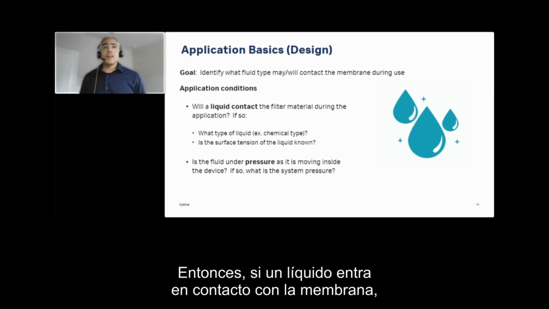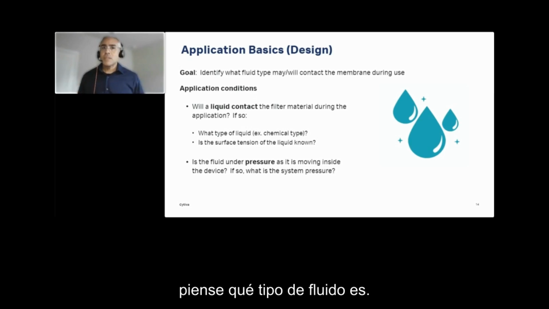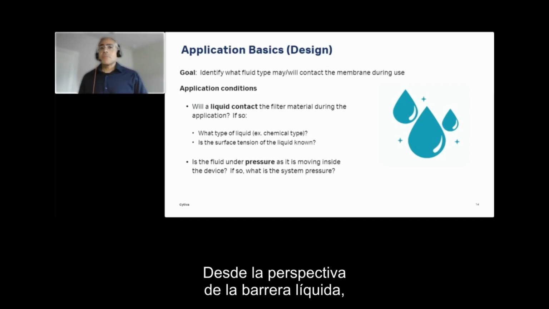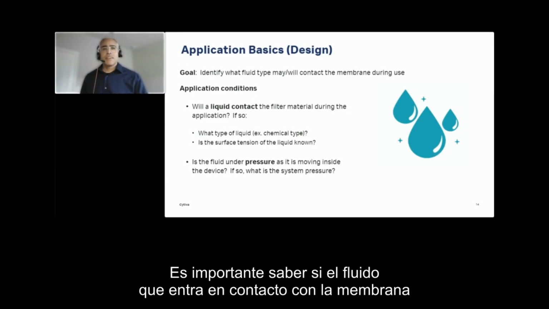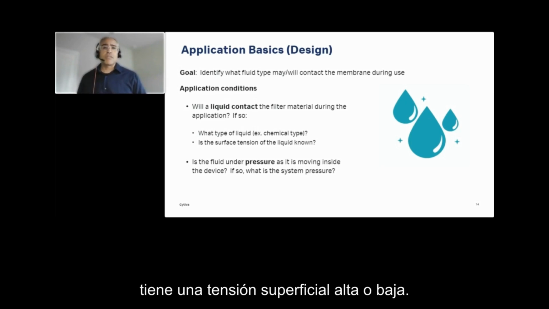So if a liquid will contact the membrane, think what type of fluid is it? Is it, for example, aqueous-based? Does it have a low or high pH? From a liquid barrier perspective, does it contain surfactants? What is its surface tension? It is important to understand if the fluid contacting the membrane has a high or low surface tension.